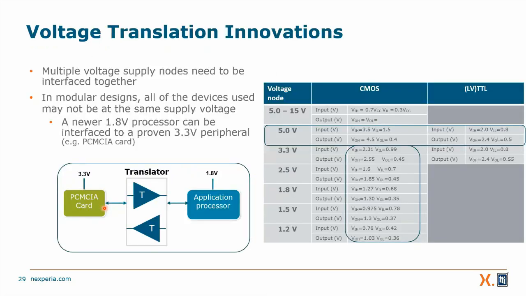The next innovation is the voltage translation innovations. As we talked about, there's a lot of different voltage nodes inside an industrial controller. When I need to switch, for example, here between a 3.3 device, a PCMCIA card, which some people still use in the industrial world for storage, but I need to connect to my 1.8 volt applications processor, I need this translator, which will convert in this case from 3.3 to 1.8.